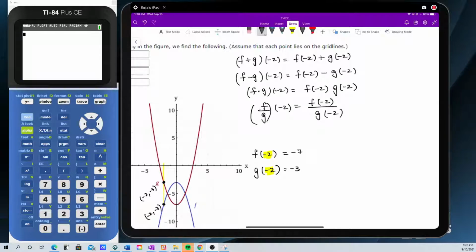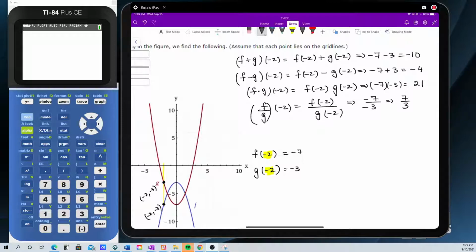the first one would be f of negative 2, which is negative 7 plus negative 3, which would be negative 10. The second one is negative 7 minus negative 3, which will become a plus, right? Which is going to be negative 4. The third one, I'm going to take the negative 7 and multiply it by negative 3, positive 21. Fourth one, I'm going to take the negative 7 and divide it by negative 3. I'm going to end up with 7 over 3.